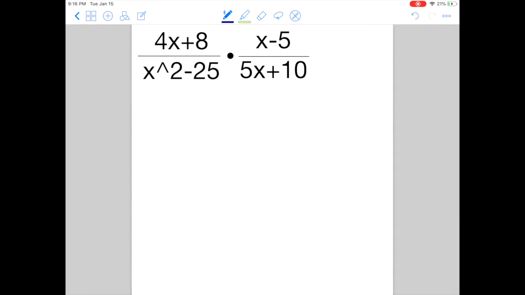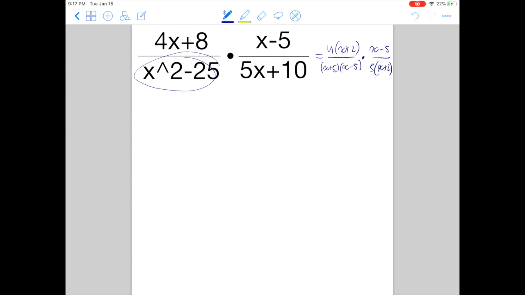For the next example, we have 4x plus 8 over x squared minus 25 multiplied by x minus 5 over 5x plus 10. For this one, we actually have to factor it first. So we get 4 bracket x plus 2, and then here difference of squares, so we get x plus 5 and then x minus 5, and we multiply that by x minus 5 over 5 bracket x plus 2.